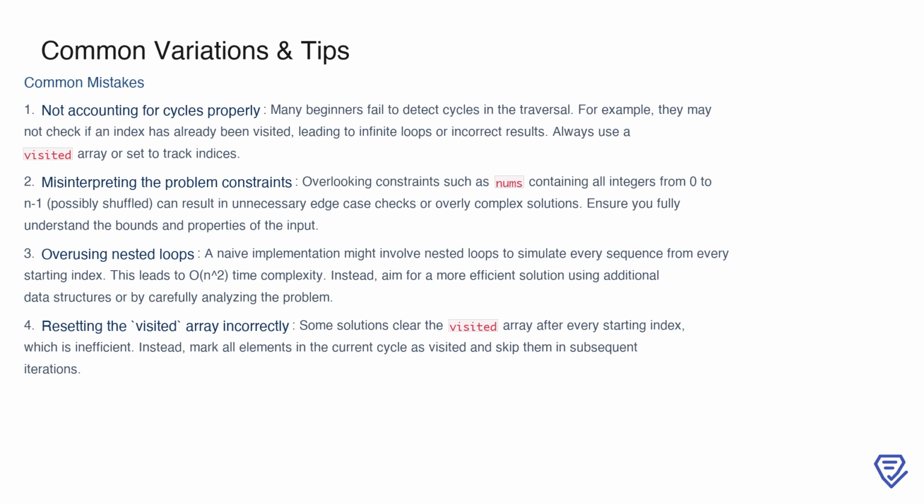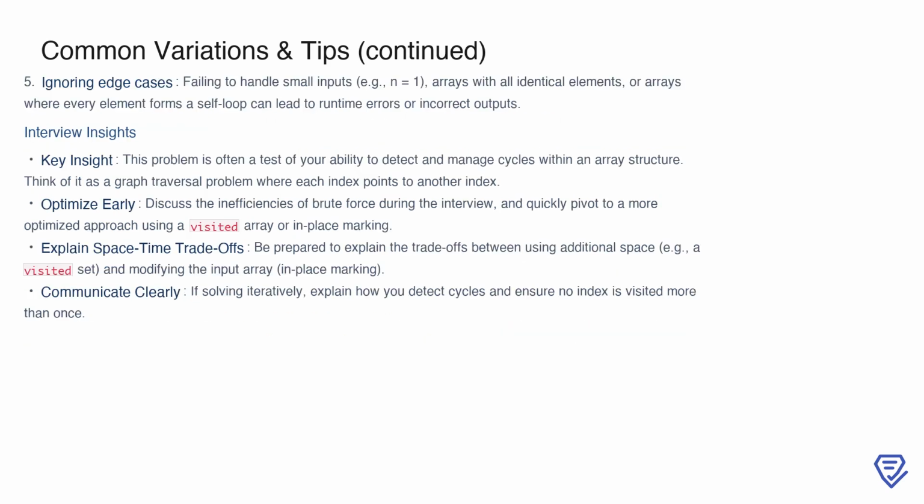Lastly, watch out for mistakes with the visited array. Some solutions reset it after every starting index, which is wasteful. Instead, mark all elements in the current cycle as visited and skip them in future iterations for better efficiency. Edge cases are another area where mistakes frequently occur. For example, consider arrays with just one element, arrays where all elements are the same, or cases where every element forms a self-loop. If you don't account for these scenarios, you risk runtime errors or incorrect outputs.